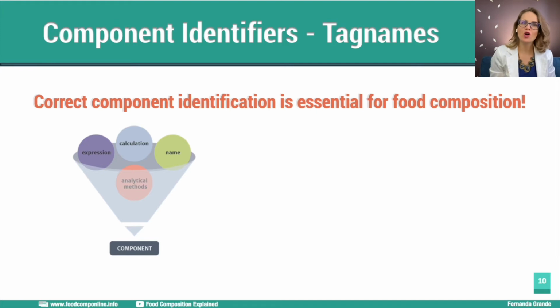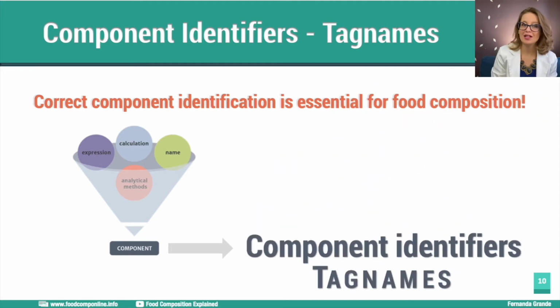The TAGNAMES are component identifiers created to precisely describe the components in a food composition table, meaning that they include all the aspects that should be considered when identifying a component. So the expression mode, the calculation method, the name, and the analytical method used are included in the TAGNAME definition. That's why the component identifiers should be included in the documentation of food composition tables, since they allow for an unambiguous description of the components presented in the table.